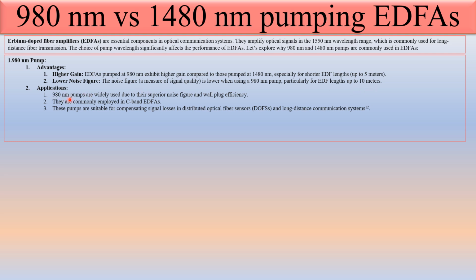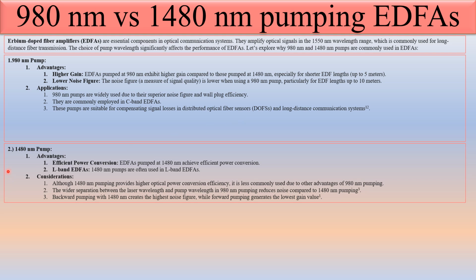980 nanometer pumps are widely used due to their superior noise figure. They are commonly employed in C-band EDFAs. These pumps are suitable for compensating signal losses in distributed optical fiber sensors and long distance communication systems. 1480 nanometer pump advantage: efficient power conversion, L-band EDFAs, and consideration. Although 1480 nanometer pumping provides higher optical power conversion efficiency, it is less commonly used due to the other advantages of 980 nanometer pumping. The wider separation between the laser wavelength and pump wavelength in 980 nanometer pumping reduces noise compared to 1480 nanometer.